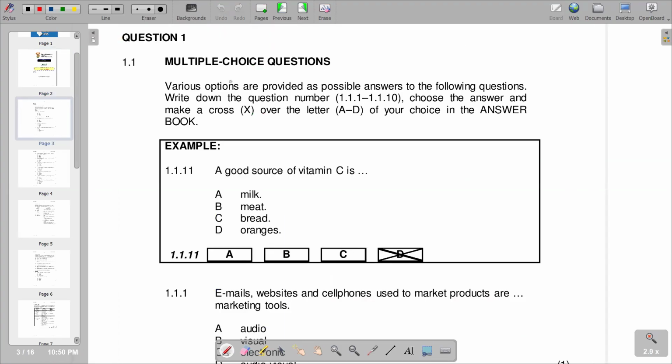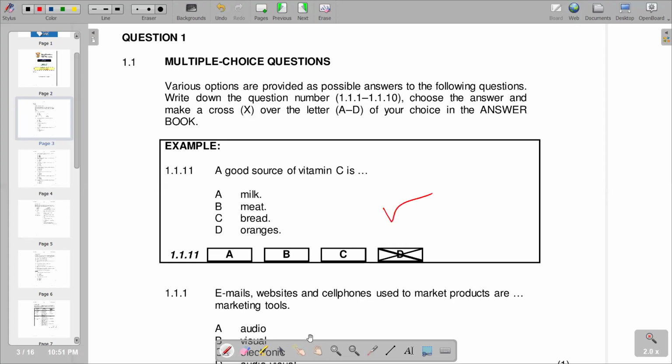So we're going to start on the multiple choice section, whereby we have the multiple choice questions. The question reads, various options are provided as possible answers to the following questions. Write down the question number, that is question 1 to 10. Choose the answer and make a cross over the letter A to D of your choice in the answer book. So this is how you are going to present in your answer book.